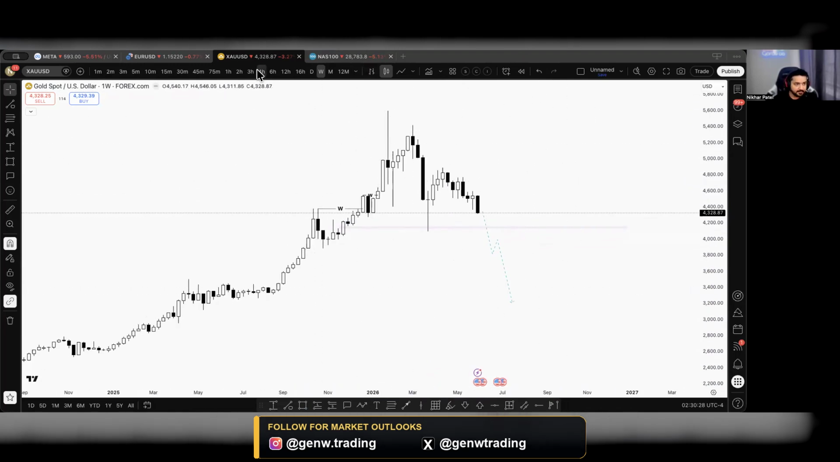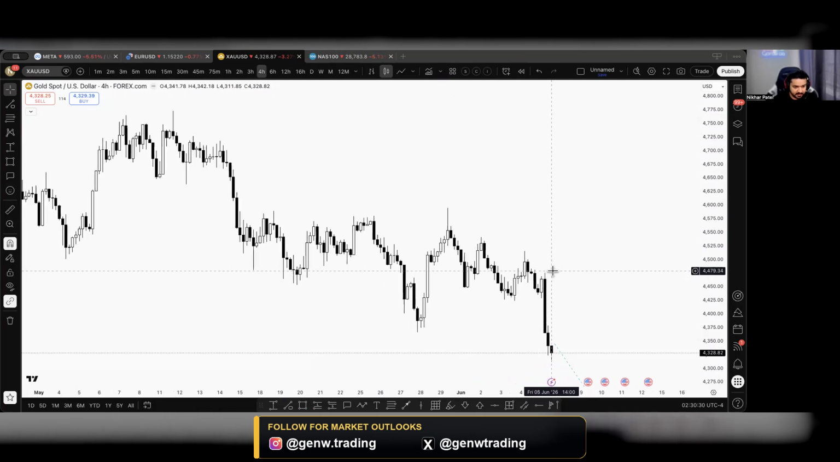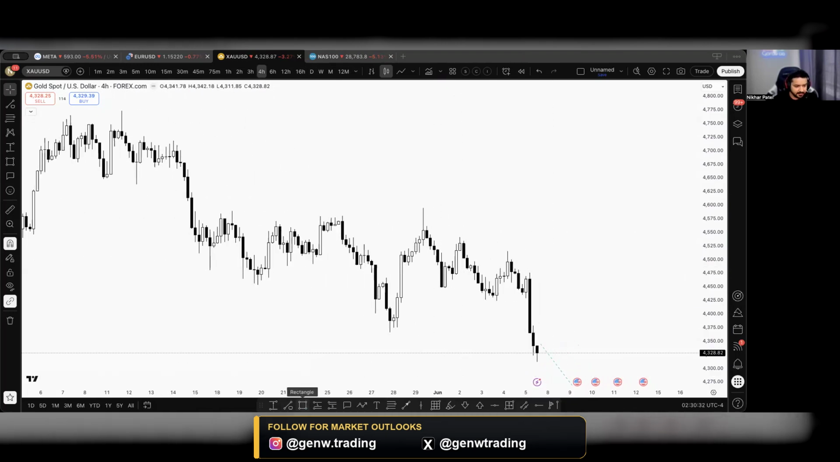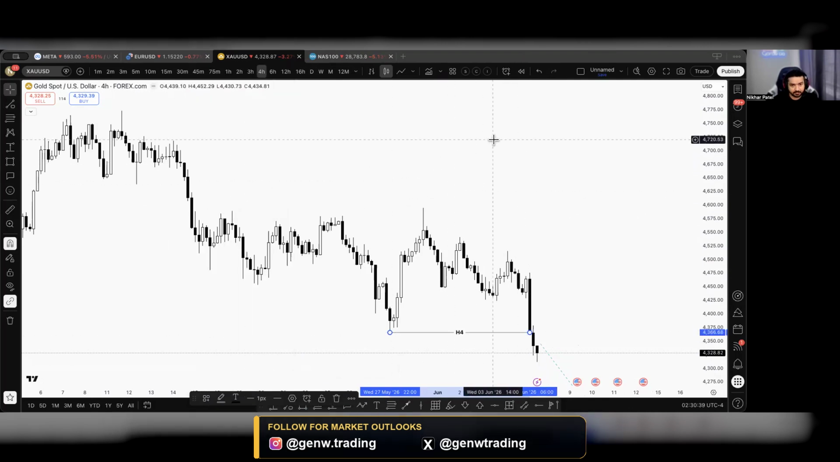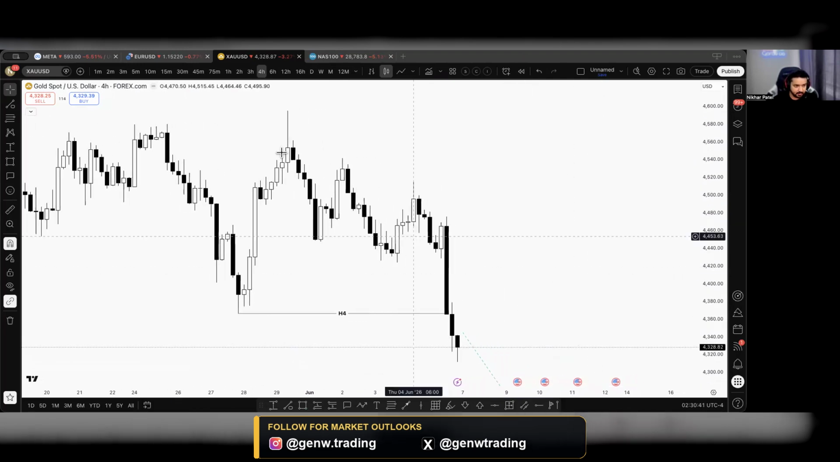Currently it is holding up. Now let's look at the H4 time frame. On H4 time frame, price has given another bearish break of structure. So our immediate order flow, we know, irrespective of whatever happens on the weekly time frame or monthly time frame, our immediate order flow is indeed bearish.